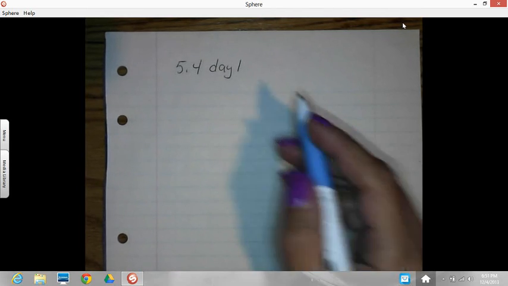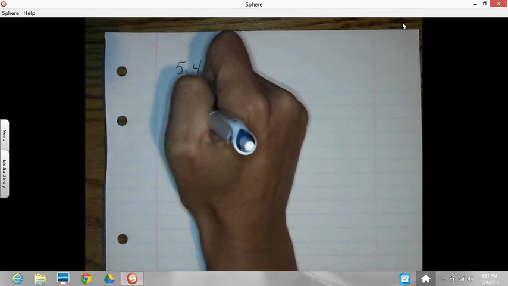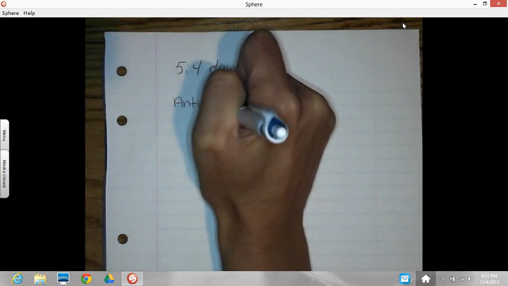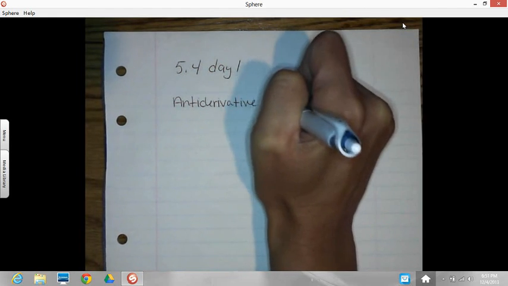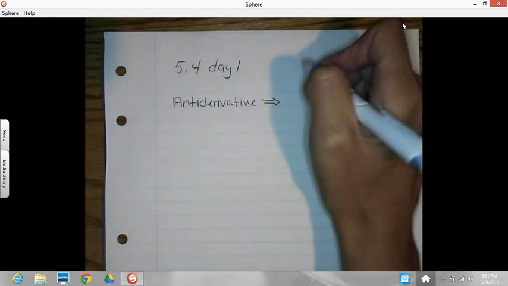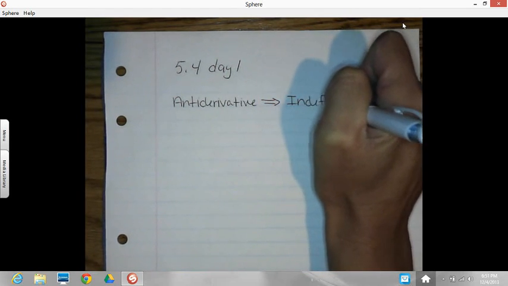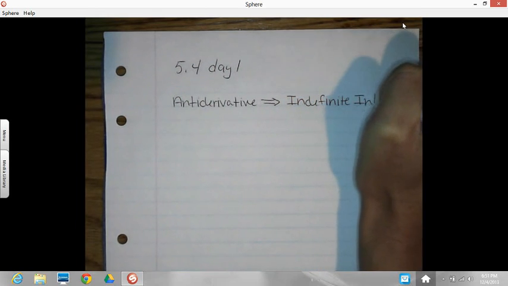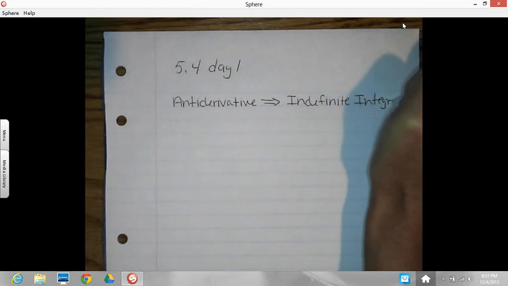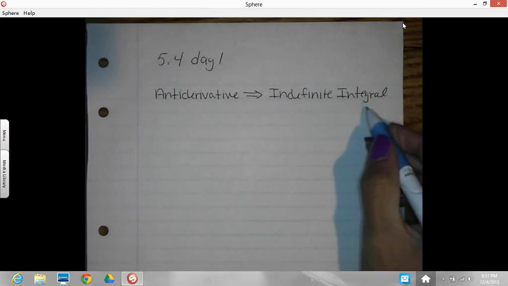First of all, antiderivative just means the same thing as indefinite integral. And you heard this term integral back in chapter 1. When we did integrals, we were finding area under the curve, and we did that many different ways.